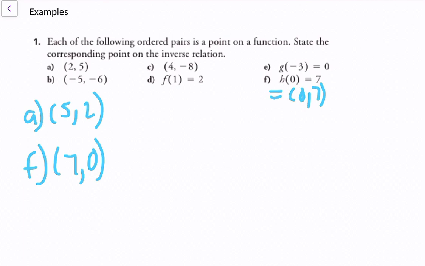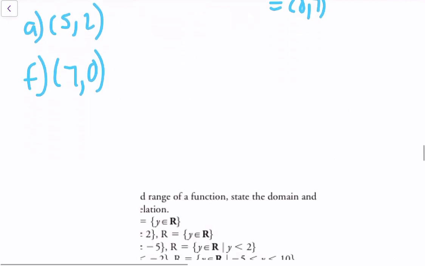And then for F, you might be a little bit confused by the notation, but remember, h of 0 just means y. So we're saying that y is equal to 7, and the 0 is the x you're putting in. So that means that your ordered pair would be (0, 7). So then when you reverse it to find the inverse, you get (7, 0).